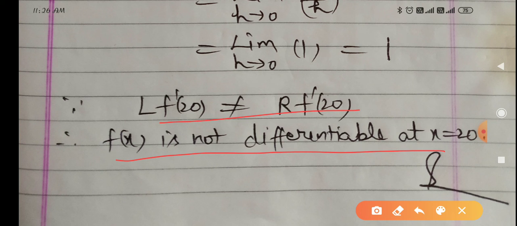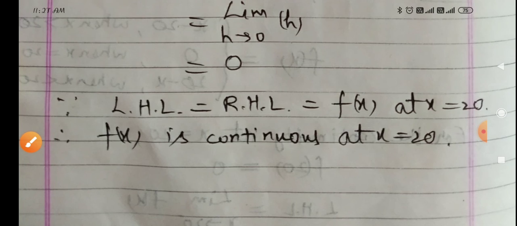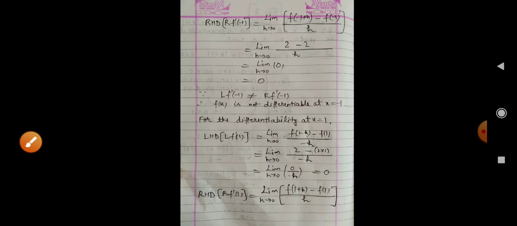So you have seen that at x equals 20, the function is continuous but not differentiable. Just before, in the starting of the video, I explained the second point: if a function is continuous, then it is not necessary that it will be differentiable. So this is the question to explain this point. At x equals 20, the function is continuous but not differentiable.